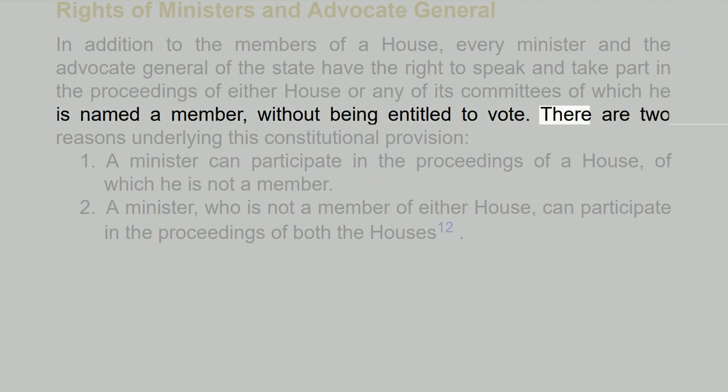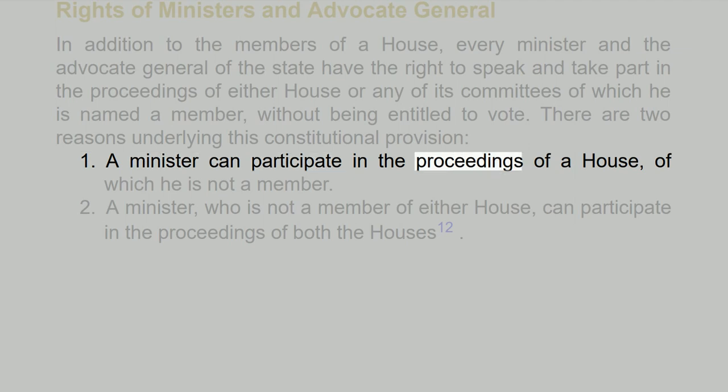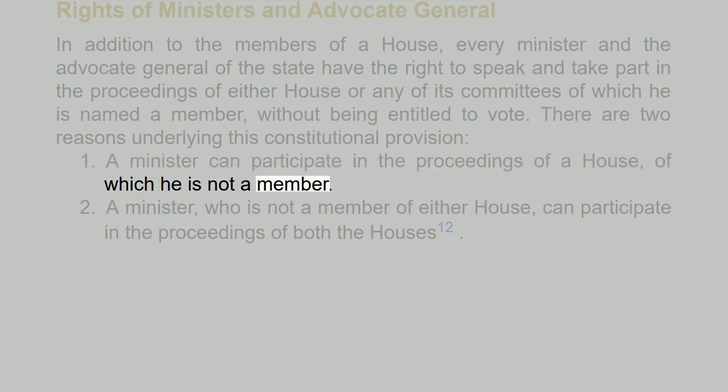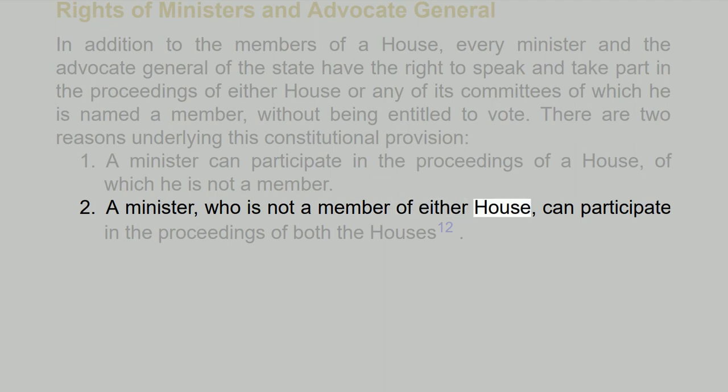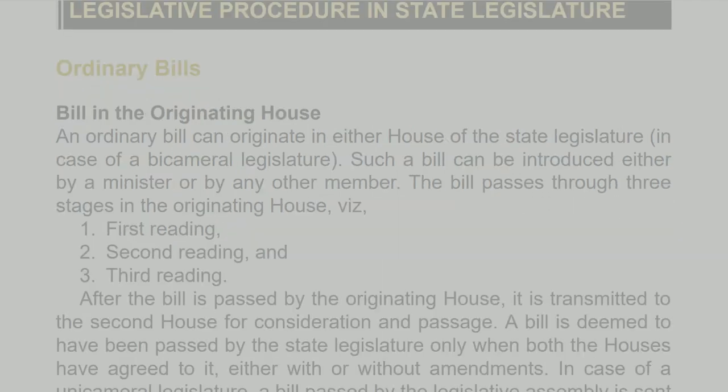There are two reasons underlying this constitutional provision. 1. A minister can participate in the proceedings of a house of which he is not a member. 2. A minister who is not a member of either house can participate in the proceedings of both the houses. 12. Legislative procedure in state legislature. Ordinary bills. Bill in the originating house.